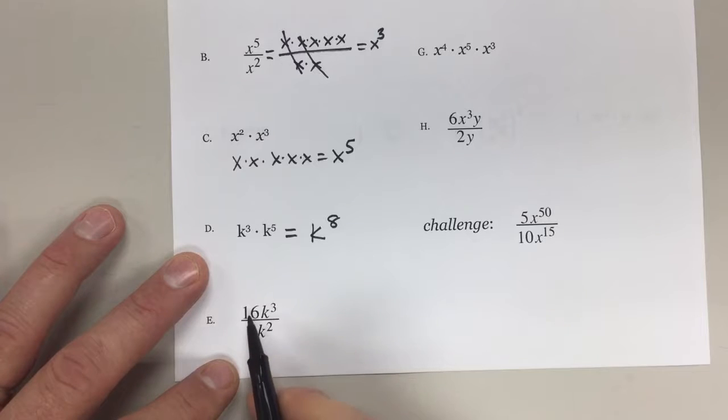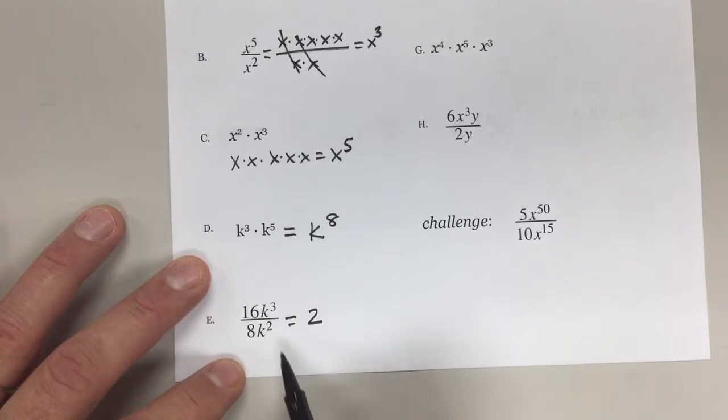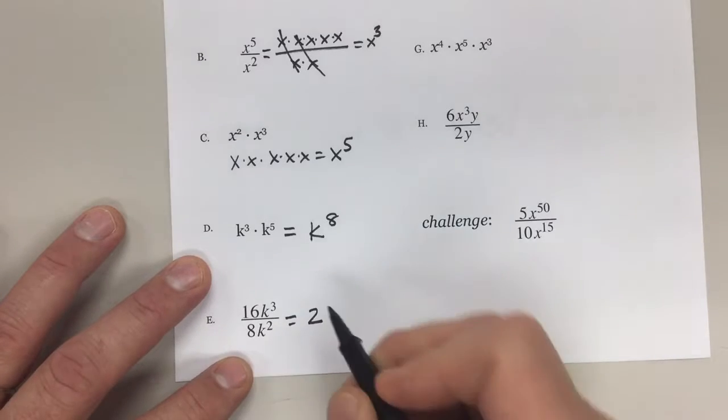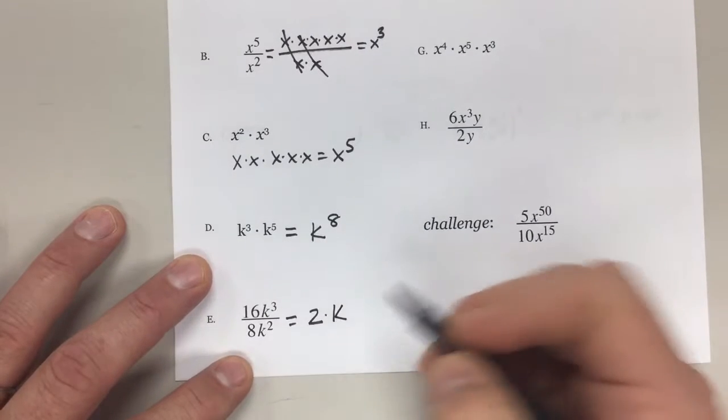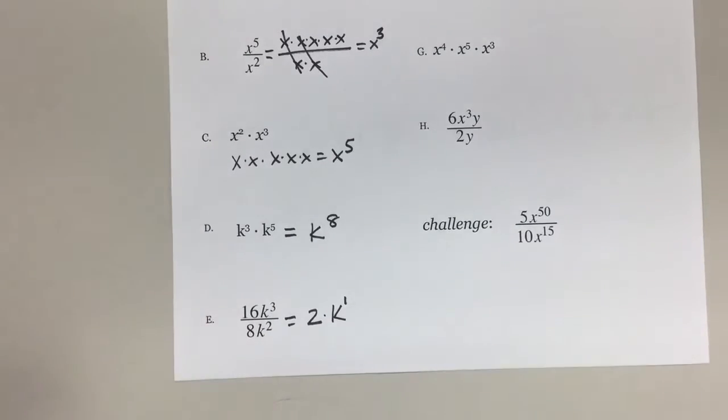On e, you notice this is a division problem, and these are numbers. They're not exponents. So I can just take 16 divided by 8, which is 2. And then I have 3 k's on top, 2 on the bottom. So my shortcut is subtract 3 minus 2 is 1. So I have 2 times k. And it's really 2 times k to the first, but we don't write that 1 usually. But that's 3 minus 2 is 1.